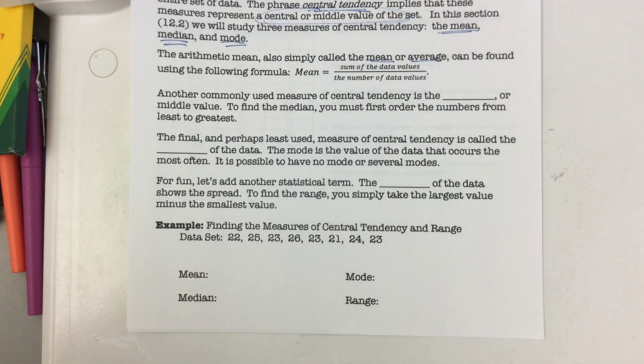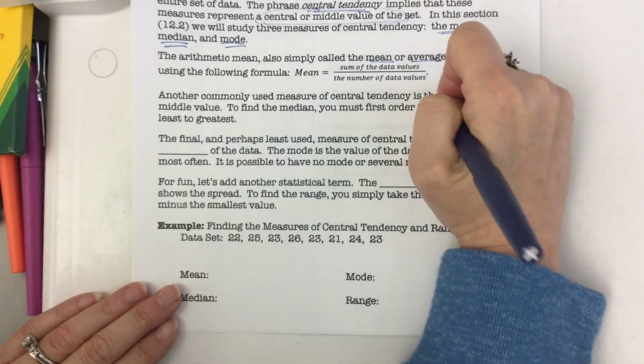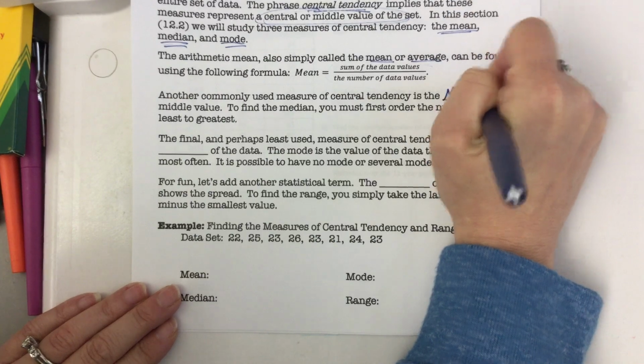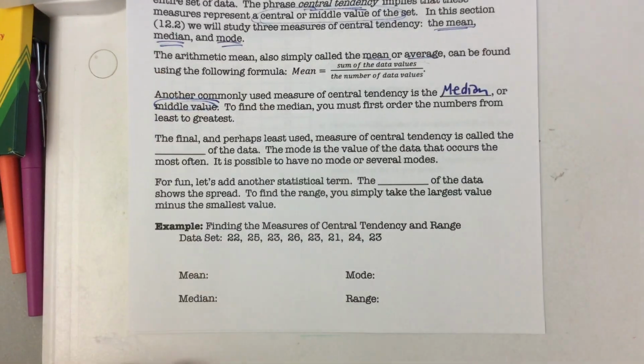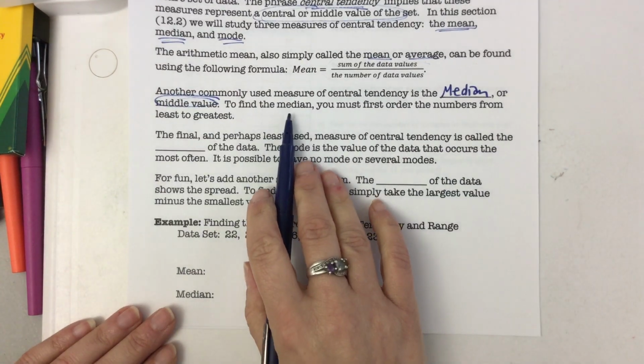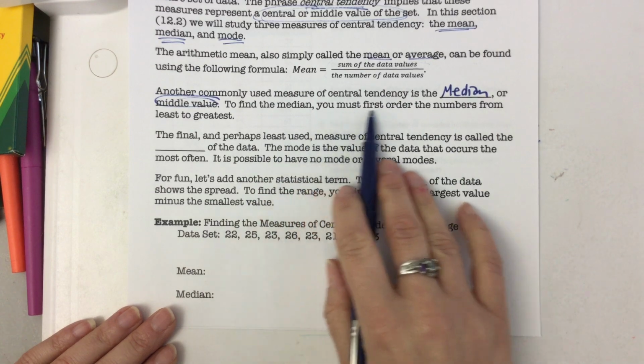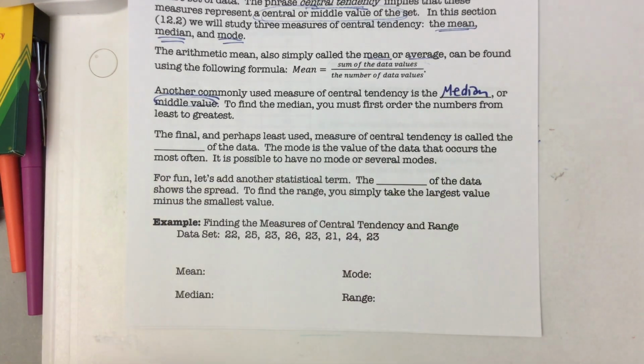Another commonly used measure of central tendency is the median. The median is the middle value. To find the median, you first put all of the numbers in order from least to greatest. Then you cross off one off the front, one off the back, one off the front, one off the back until you find the exact middle number.